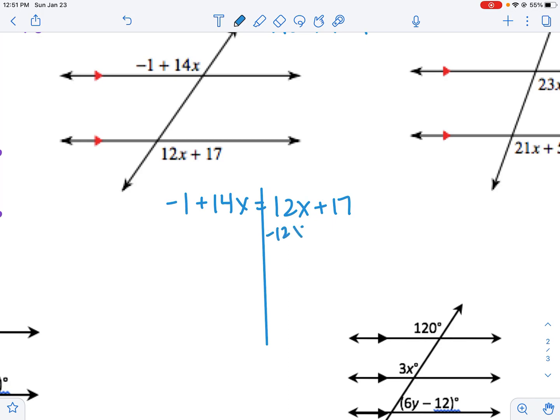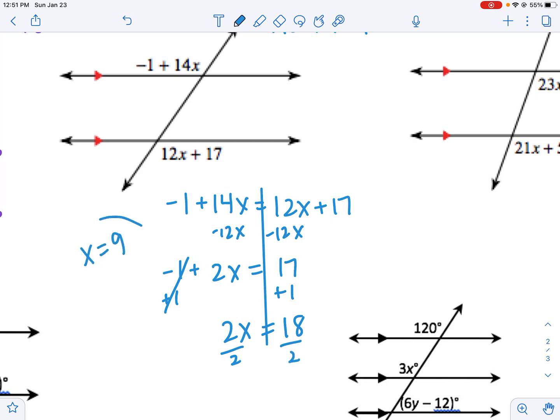So I have variables on both sides. That's okay. I'm going to put the letter on the left by subtracting 12x from the 14x. So I have -1 plus 2x equals 17. Now the opposite of a -1 would be a +1. 17 plus 1 is 18, so 2x equals 18.